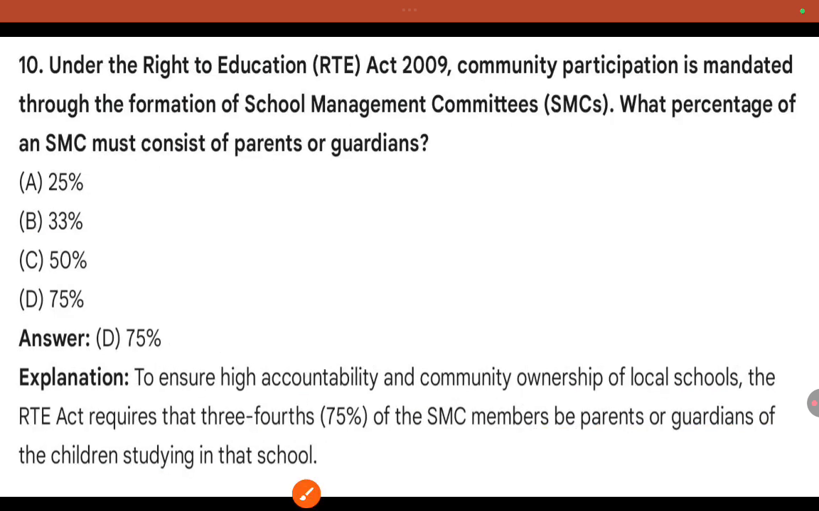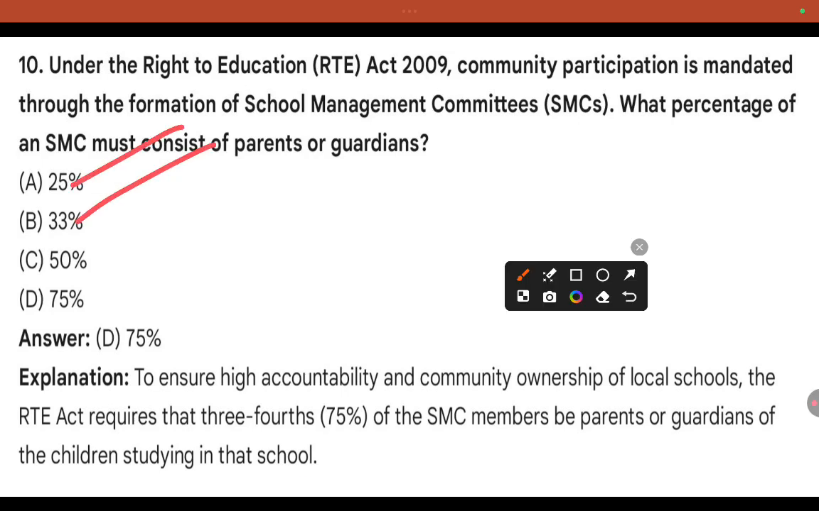10th one. Under the Right to Education Act 2009, community participation is mandated through the formation of School Management Committees, such as SMCs. What percentage of an SMC must consist of parents or guardians? 25, 33, 50, 75. So your answer is 75%.